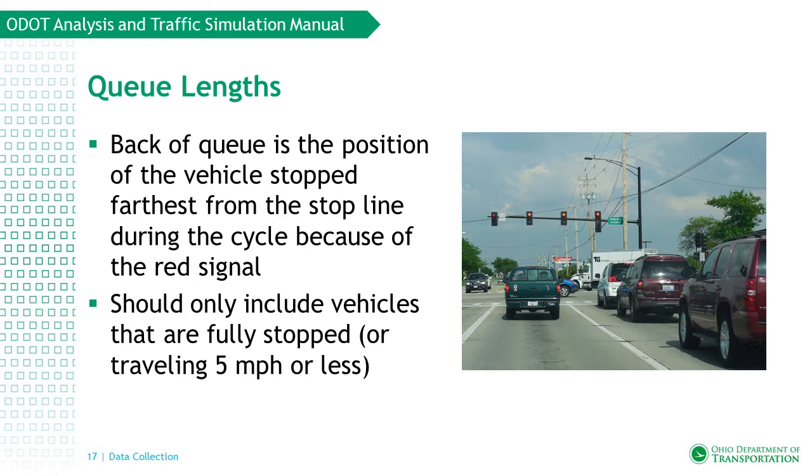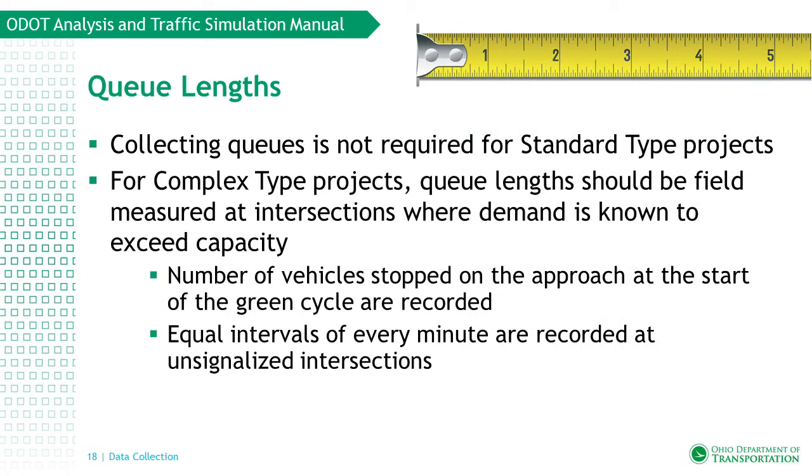Queue lengths are an important metric in the calibration process for both HCS and TransModeler. As defined in the HCM, the back of the queue is the position of the vehicle stopped farthest from the stop line during the cycle because of the red signal indication. Queue size is defined to include only vehicles that are fully stopped or traveling 5 miles per hour or less per the HCM. For standard type projects, collecting queue lengths is not required.